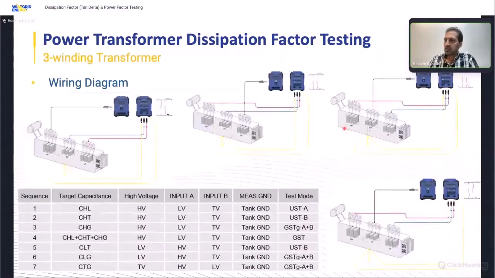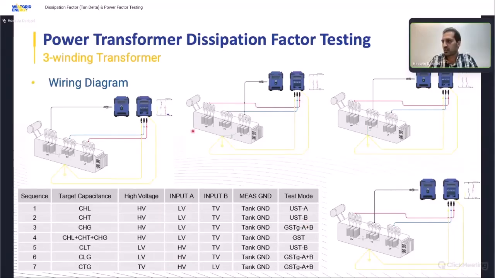For the 3 winding transformers, we have 6 target capacitances which are important for us: CHL, CHT, CHG, CLT, CLG, and finally CTG. But the other modes we measure are also for double checking our previous measurements. Also in Kaplan 12 software, we show all wiring diagrams related to the target capacitances. So the operator can just check the wiring, do it, and start the test. Also the test mode, for example, UST-A, UST-B or GSTg modes, are automatically selected by the software.